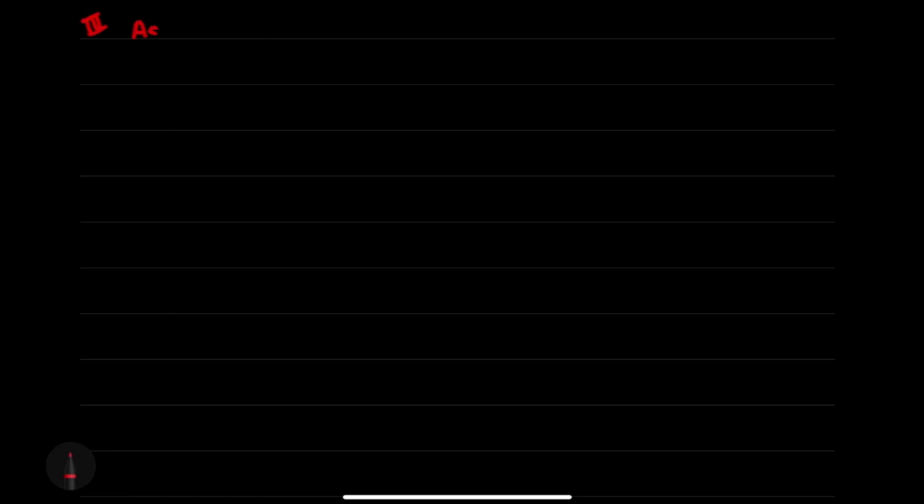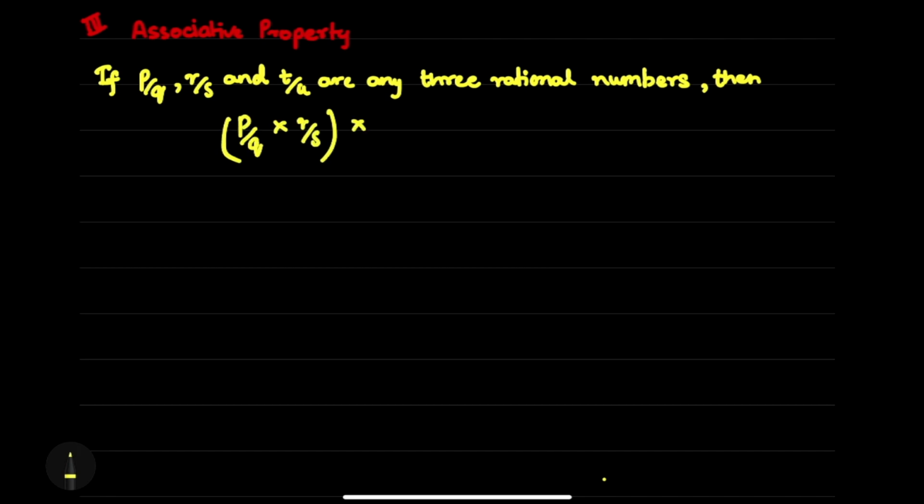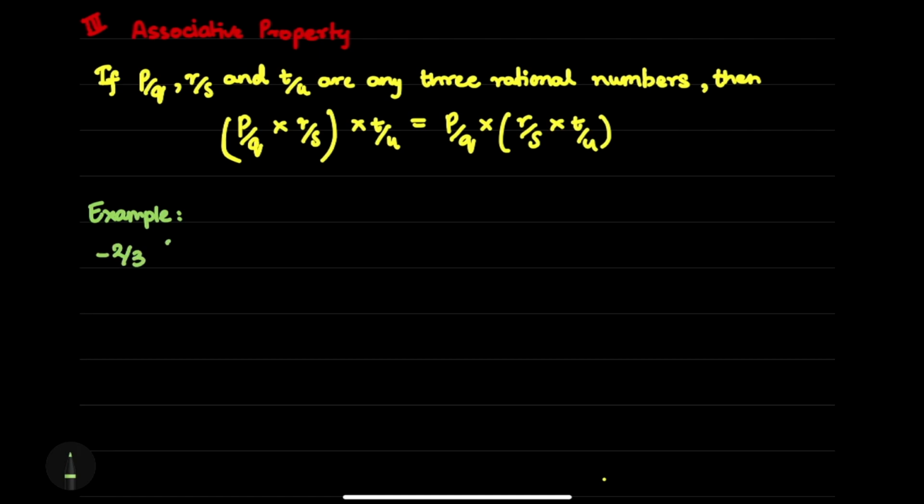Next up is the associative property of multiplication of two rational numbers, which states that if p by q, r by s, and t by u are three rational numbers, then p by q into r by s into t by u is equal to p by q into r by s into t by u. Let's understand this using an example of minus 2 by 3, 3 by 5, and minus 5 by 6.